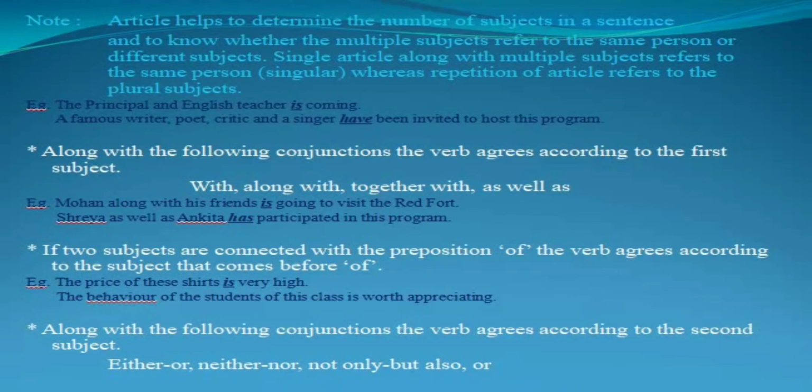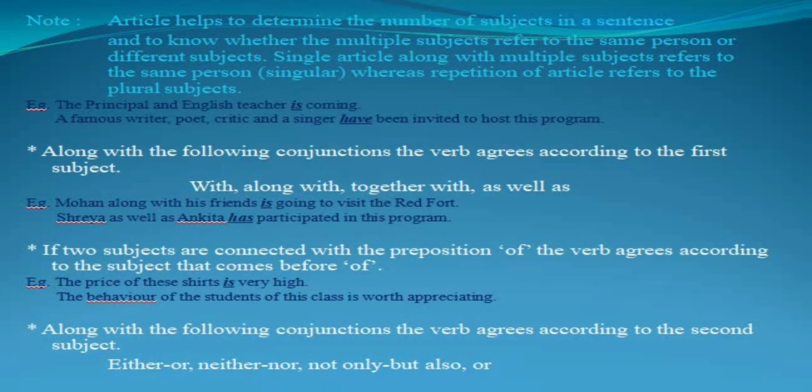Now, one important thing to be noted, the article helps to determine the number of subjects in a sentence. Therefore, if you are getting confused about how many subjects there are in a sentence exactly, you just count the number of articles. If you find multiple articles in a sentence, they are plural subjects. And if there is only one article along with multiple subjects, it means all are the same person. They are the characteristics or qualities of the same person. Therefore, we use a singular verb.